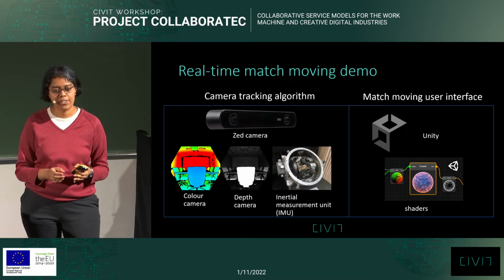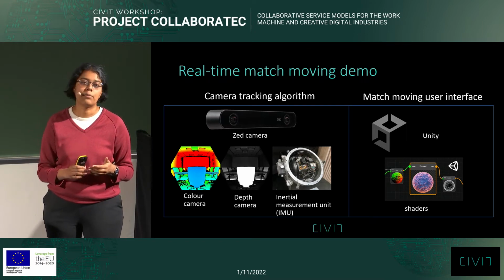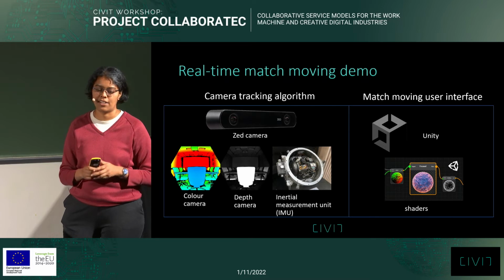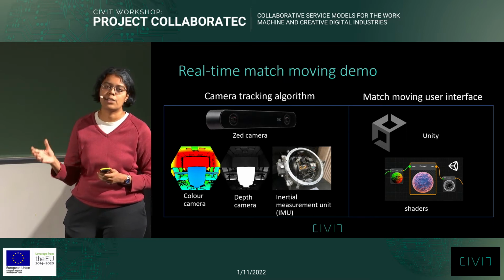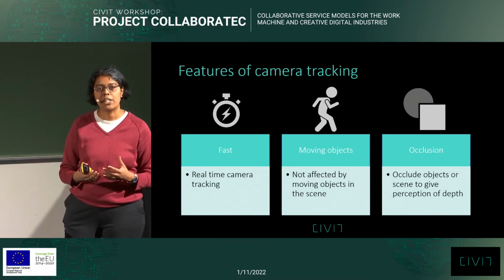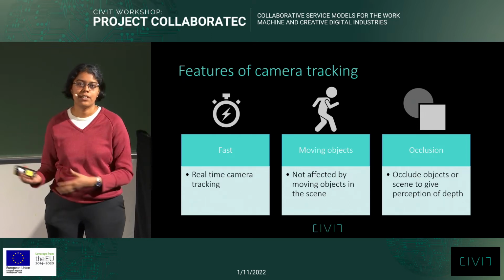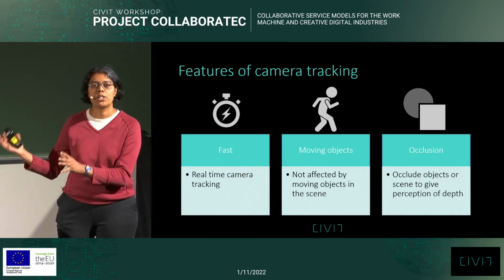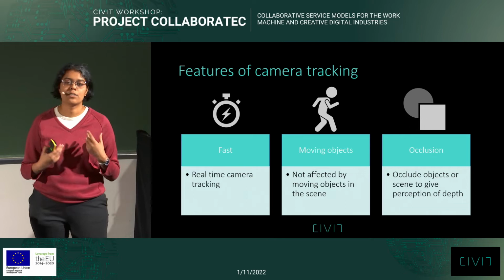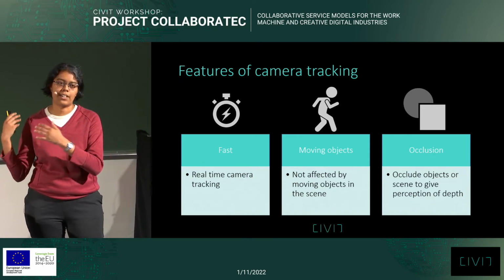Z camera. Z camera is a stereo camera, and we're using the color, depth, and IMU information from that to do camera tracking. And then we have the interface built on Unity and shaders. And our match moving software is fast and it supports moving objects. So if you're moving in front of the camera, the virtual object doesn't move. And it supports occlusion. So I could be standing and occluding the virtual object, or I can stand behind it.